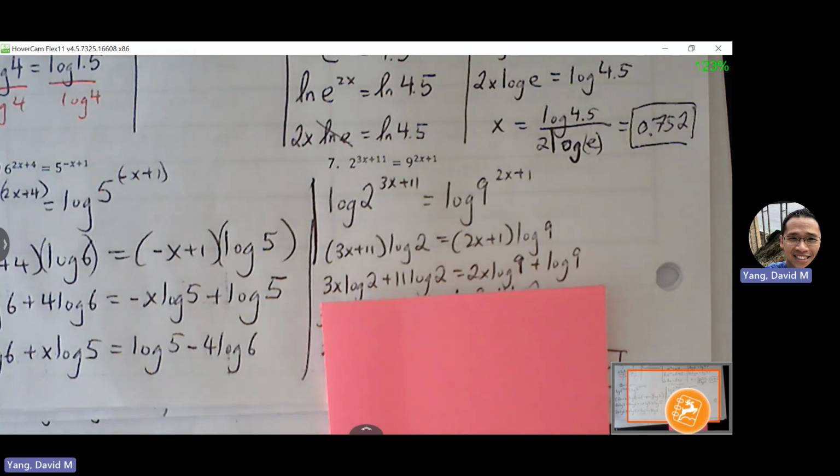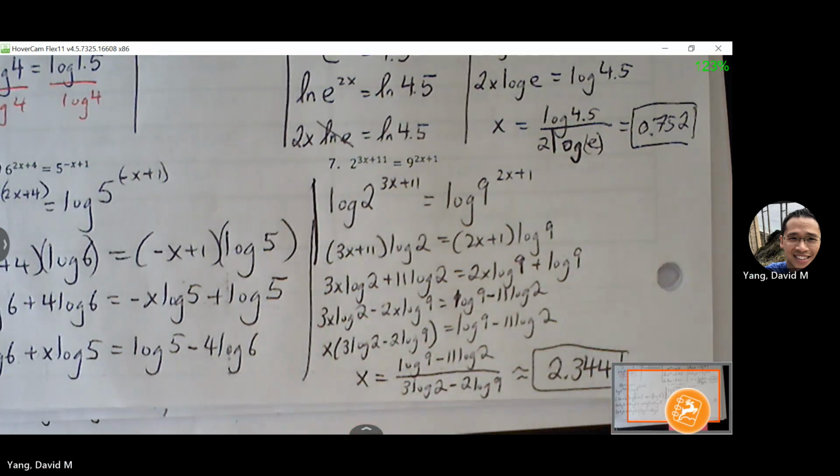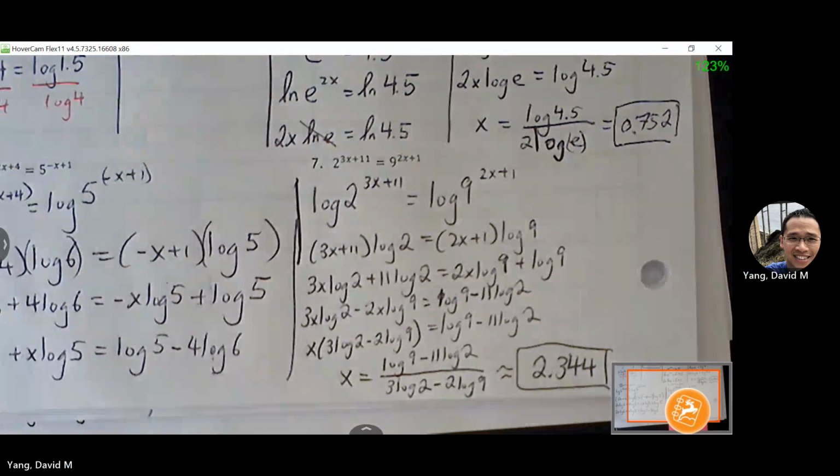Okay, so now that all the parentheses are resolved, we see that there's two terms that have x's in them. Let's move them together on the same side. Everything that does not have x's move to the other side. Factor the x out. Distribute the remaining over, and then make the calculator get you your decimal answer.